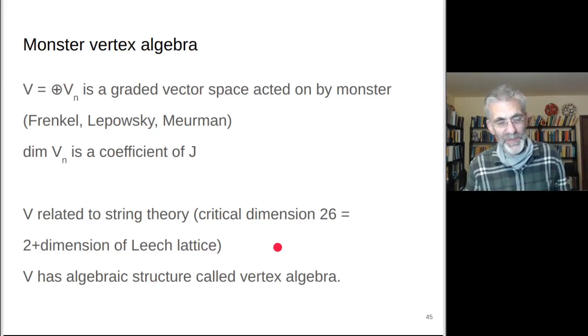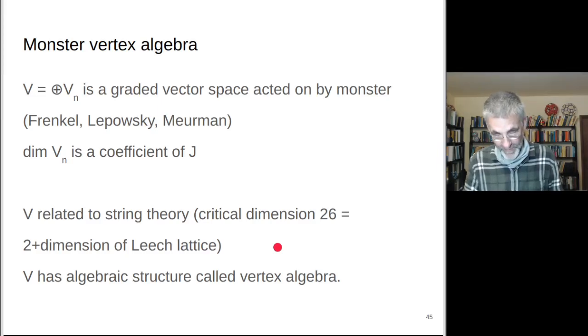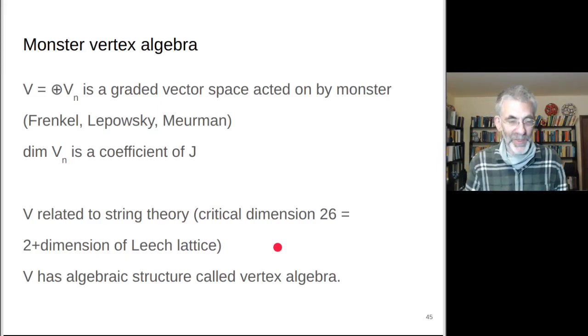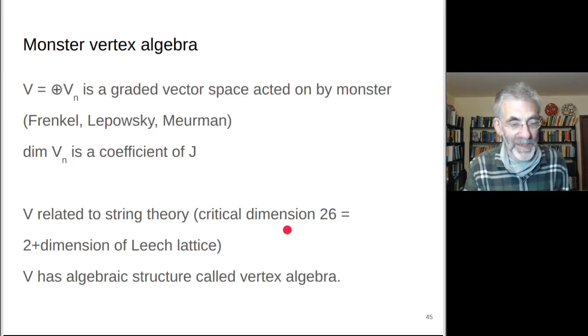Actually, the relation to moonshine is only a minor mathematical aspect of string theory. It also turns up in all sorts of other things like mirror symmetry, the CFT-AdS correspondence, and things like that.